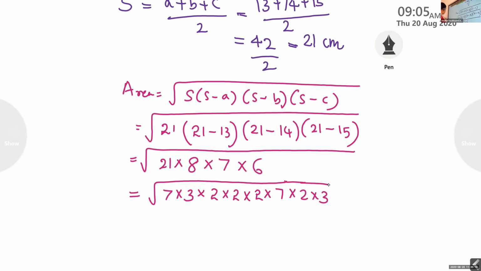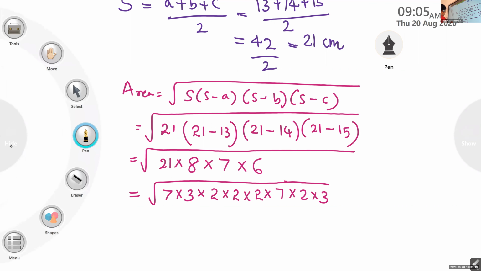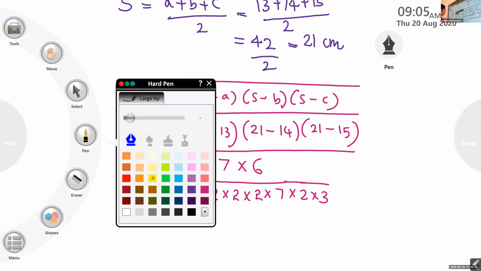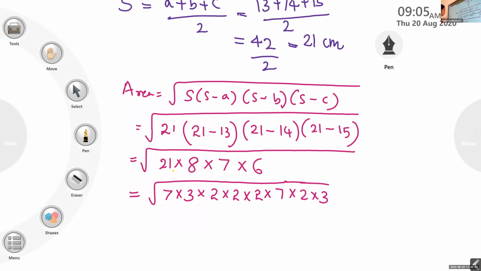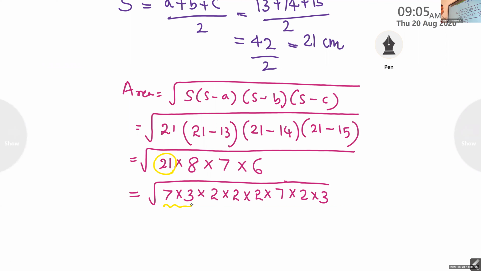Okay, children? I'll give once again. 21 is 7 into 3. 8 is 2 into 2 into 2. 7 has no change. And 6 you do the prime factorization as 2 into 3.